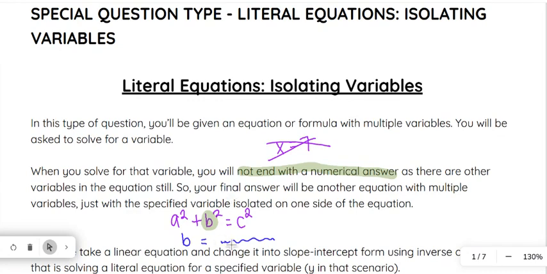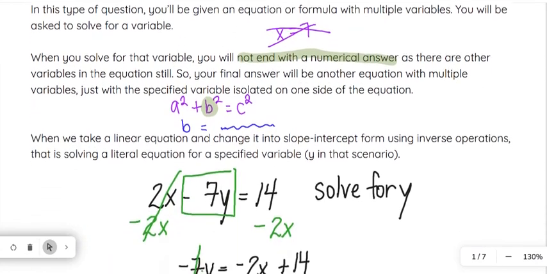And in the end of that process, we will have an equation where we have a variable that we were requested to get by itself, and then the rest of the variables and numbers on the other side of the equal sign. So that's what we'll be looking at in this lesson.